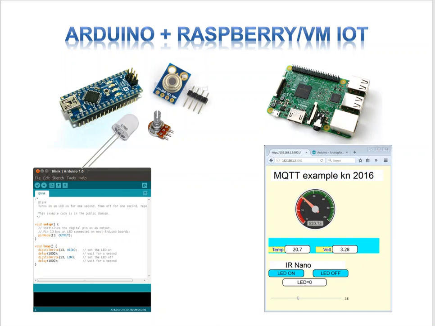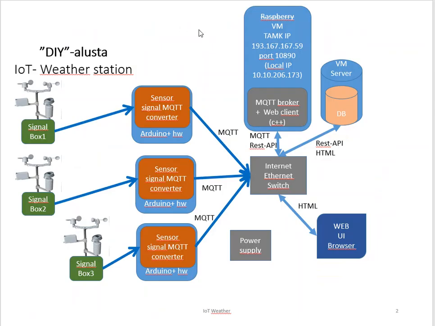Okay, for now we are able to get the messages to our MQTT broker, and now we are going to see how we are going to process that message in our virtual machine or Raspberry Pi. This was our whole system block diagram, and now we are going to see what is happening here.